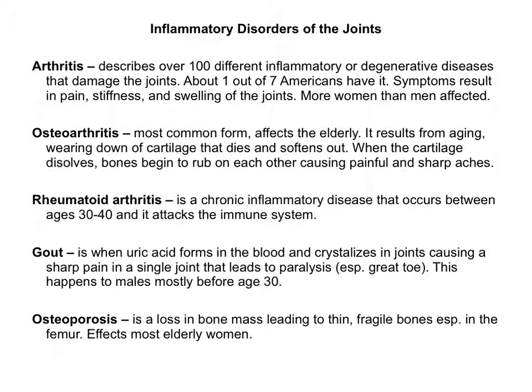Another disease is gout. This is when the uric acid forms in the blood and crystallizes in the joints, causing sharp pain in a single joint that leads to paralysis, usually in the big toe or the great toe. This happens mostly in males, and it's usually before age 30.